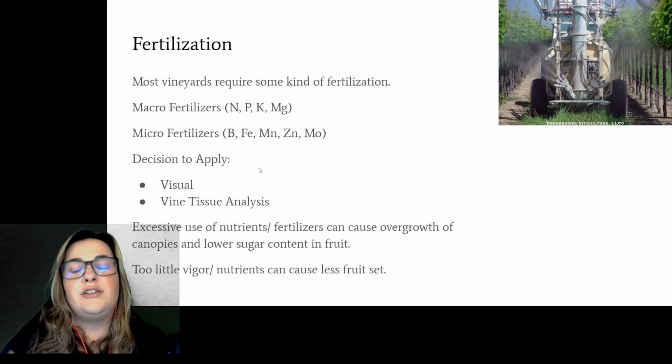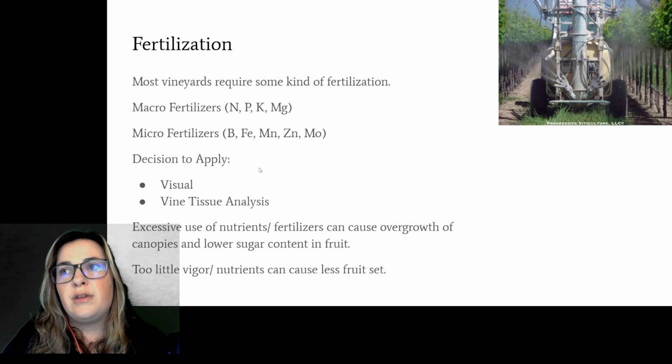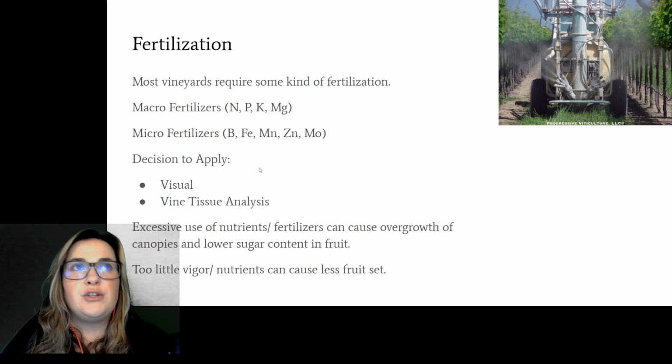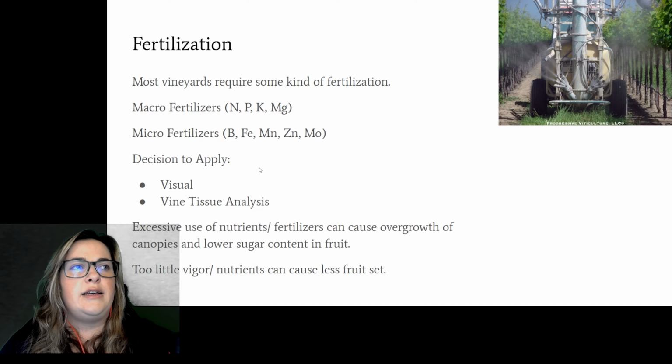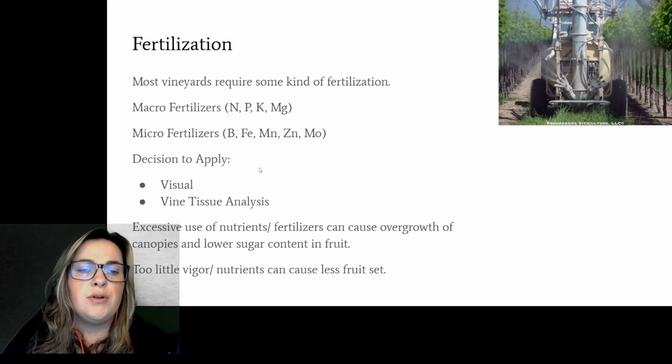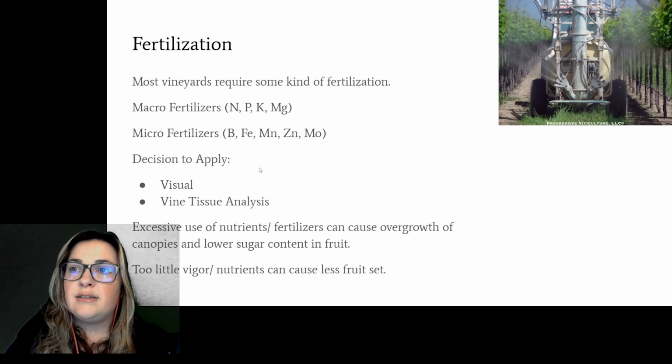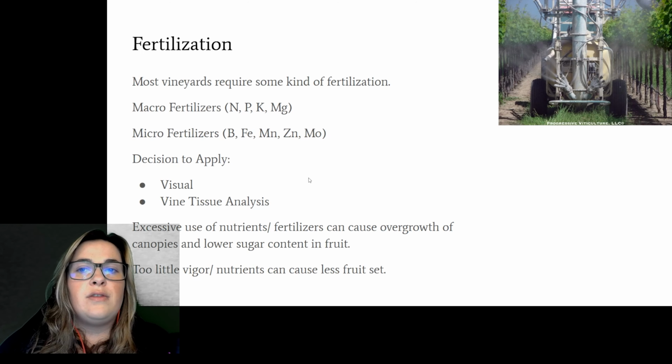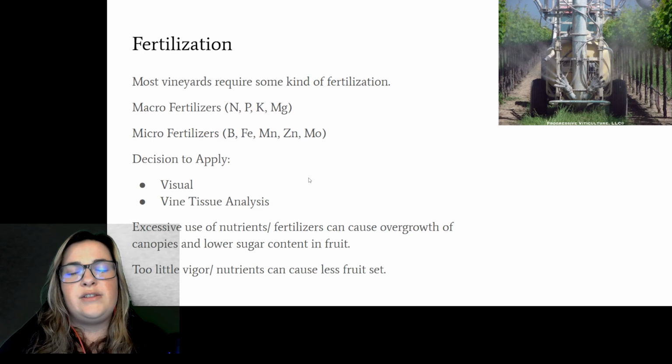And then the decision of when to apply can be prompted by visuals that you see, like the vines look stressed, the leaves are droopy, they're changing colors when they're not supposed to, or it could be vine tissue analysis. You send in a sample to a lab, right? So these are ways you can decide if you want to apply.